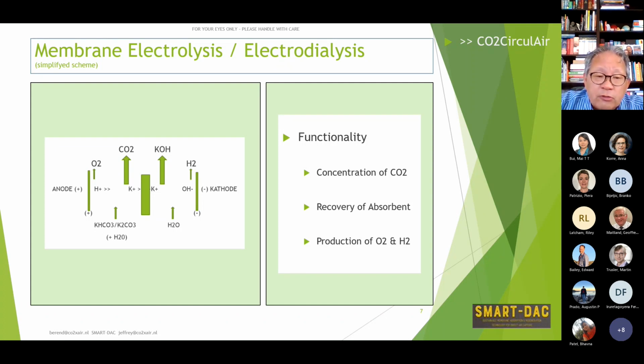Starting from the potassium carbonate and potassium bicarbonate, we produce a clean CO2 and a clean potassium hydroxide that's totally recycled. So the functionality of this membrane electrolysis step is the concentration of the CO2 and the recovery of the absorbent, and potentially we could also produce oxygen and hydrogen. In the project we're doing now, we have suppressed this and used the energy that's in the hydrogen to reduce the electricity consumption.